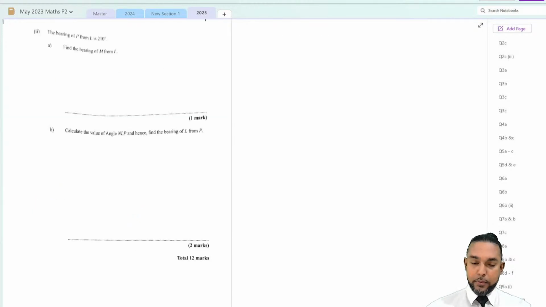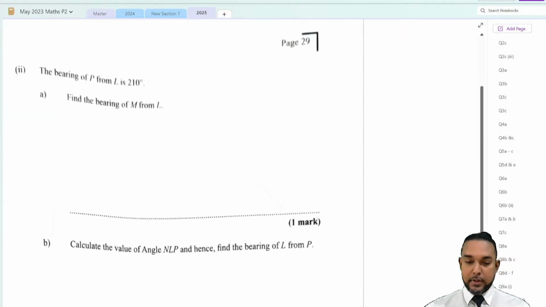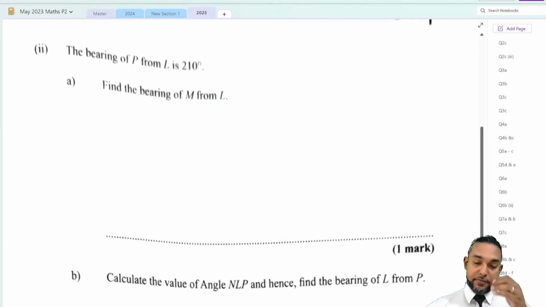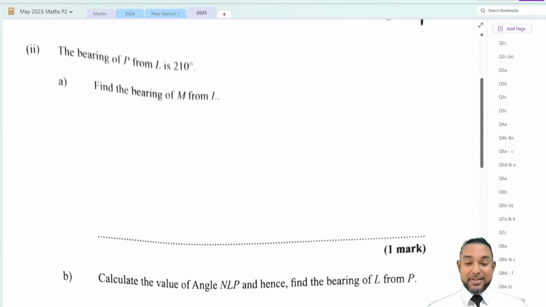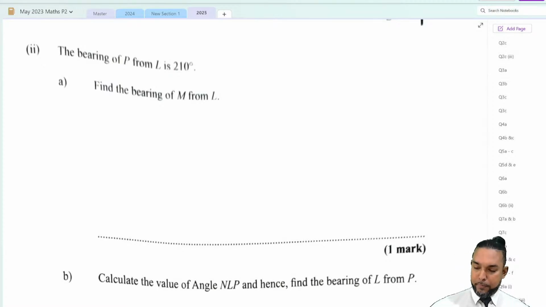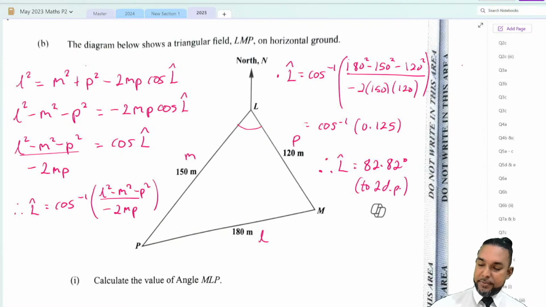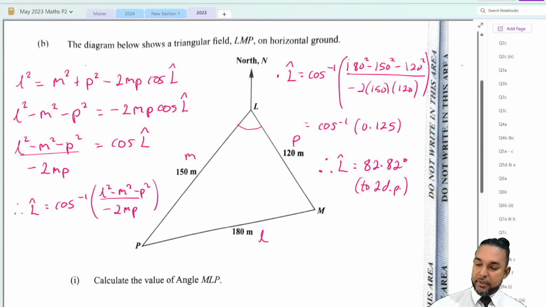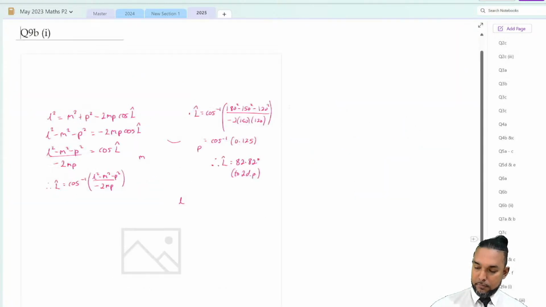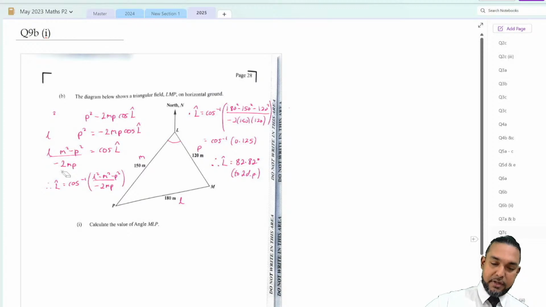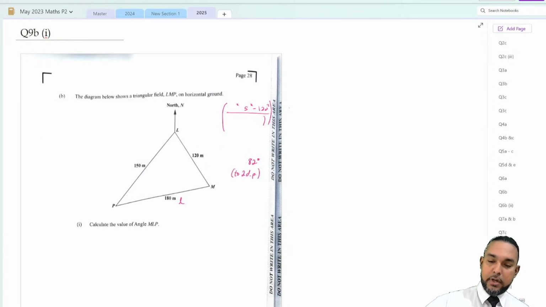So they want a couple other things now. The bearing of P from L is 210 degrees. Find the bearing of M from L. I think I'm going to have to copy and paste this page so we can actually see what we're talking about.